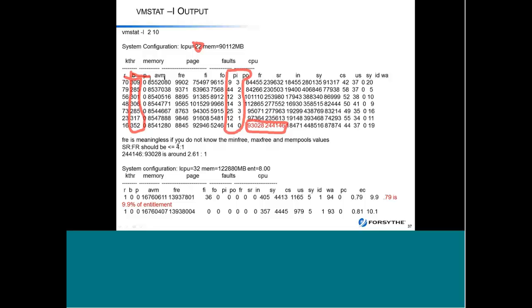I also would look at the free, but in order to understand what we really mean with that free column, which is this one here, you need to understand what min-free, max-free, and memory pools are set to, because there's a calculation around that. And min-free and max-free control at what point I start page stealing, at what point I stop page stealing, and at what point I am page thrashing. So those are actually important.